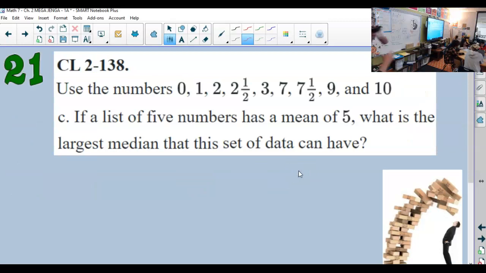I was about to say that it wouldn't count if they took it off. This is part C. So the C has nothing to do with 10. These are your numbers.